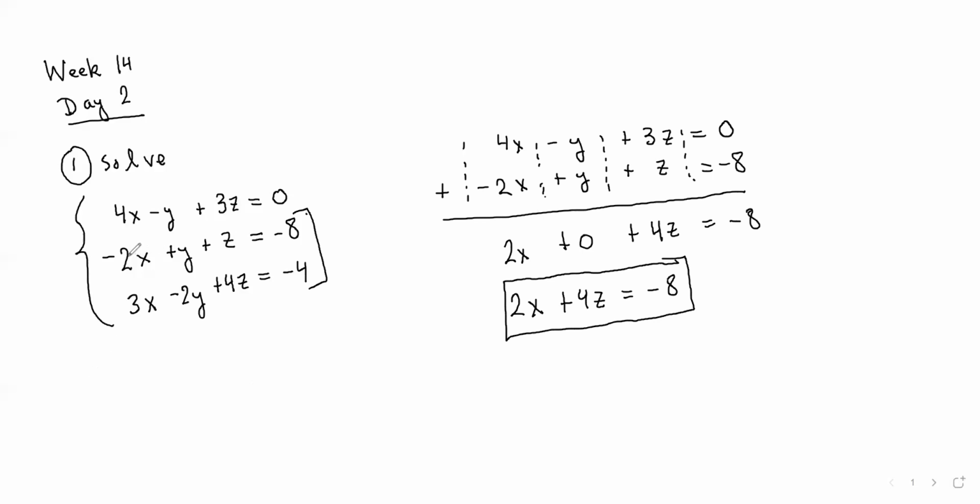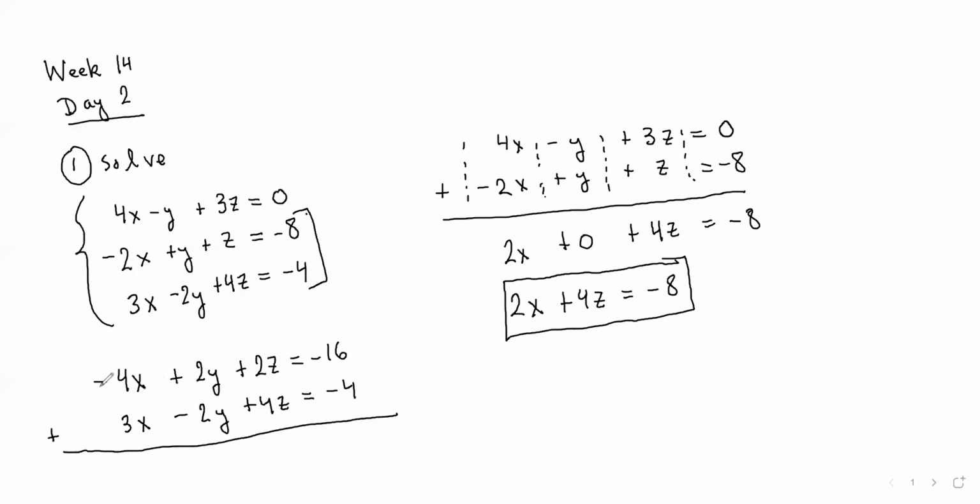So I'm going to do that down here. First on the top, I'm going to take 2 times the second equation. That just means multiply each term by 2. So 2 times minus 2x is minus 4x. 2 times y is 2y, so plus 2y, then plus 2z is equal to minus 16. Below, we keep the third one the same. So we're going to add this third equation: plus 3x minus 2y plus 4z equals minus 4.